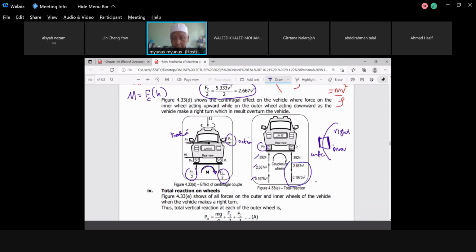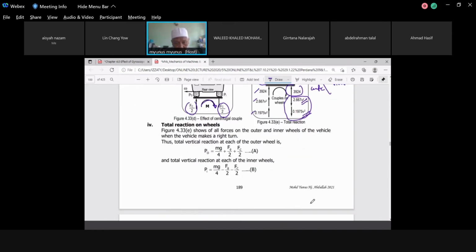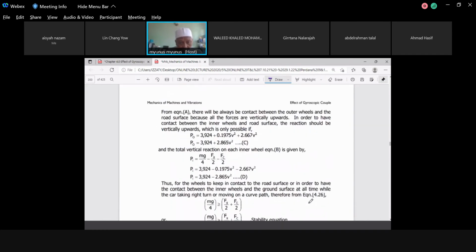To ensure the wheel will remain on the ground or on the surface and will not leave the surface, you can define this one as what you call stability. This one must be equal to that one, or static must be equal to dynamics. Then you will have V here. So I put it there, in such manner, for the outer wheel and for the inner wheel.